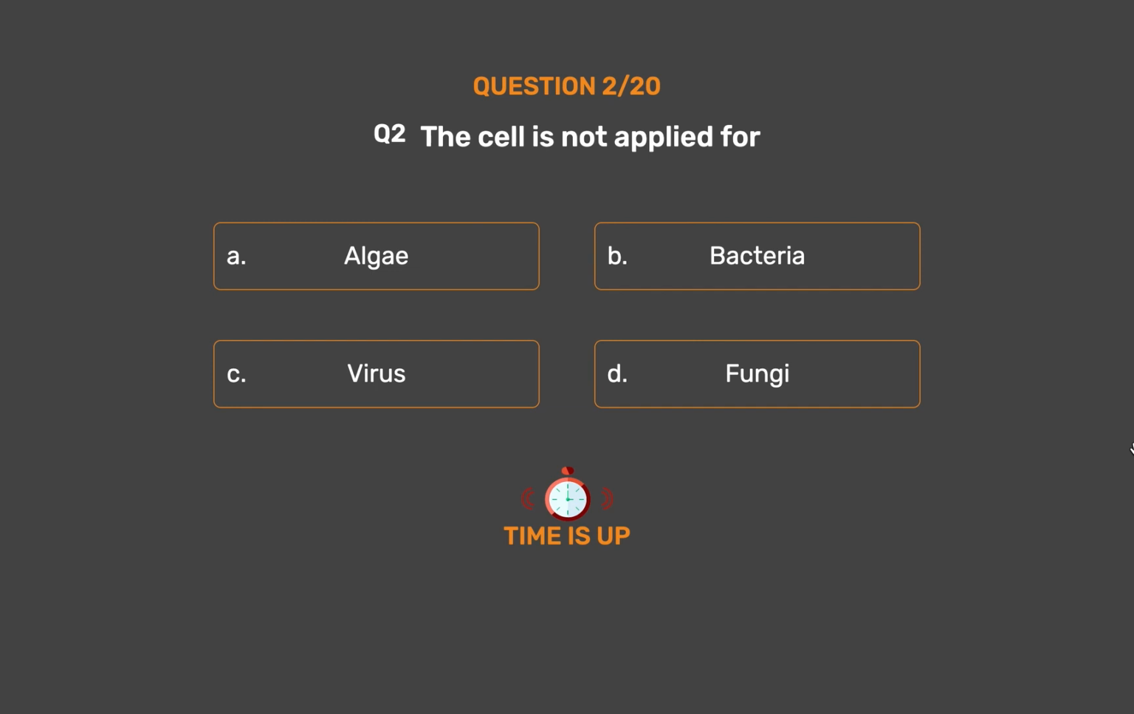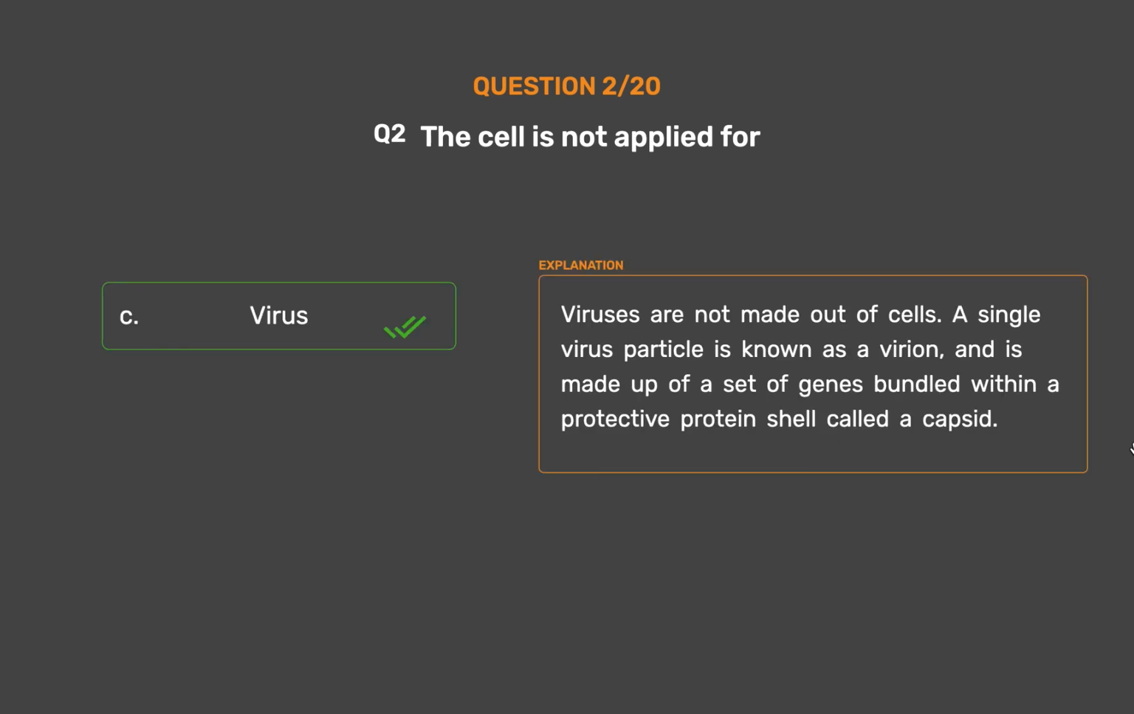The correct answer is Option C. Virus. Viruses are not made out of cells. A single virus particle is known as a virion, and is made up of a set of genes bundled within a protective protein shell called a capsid.